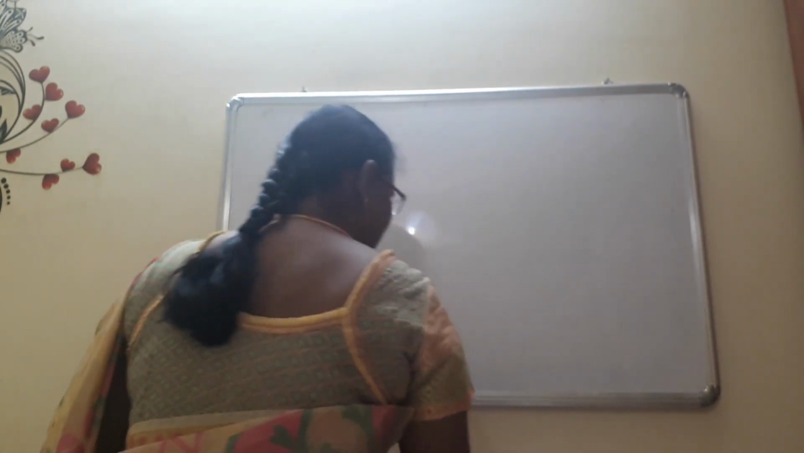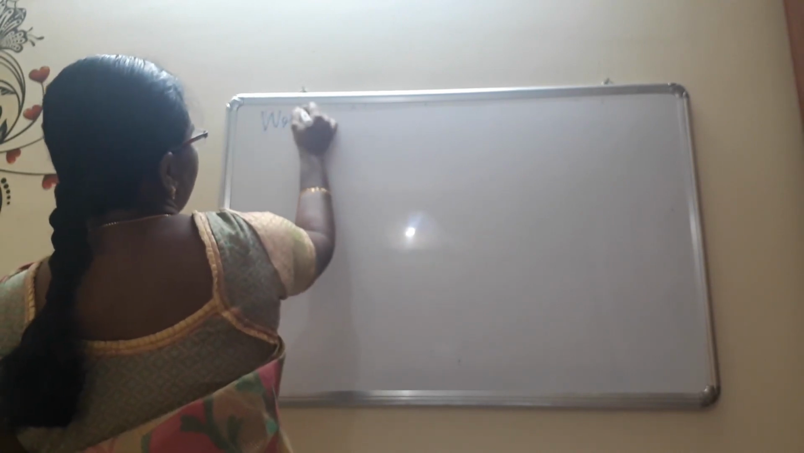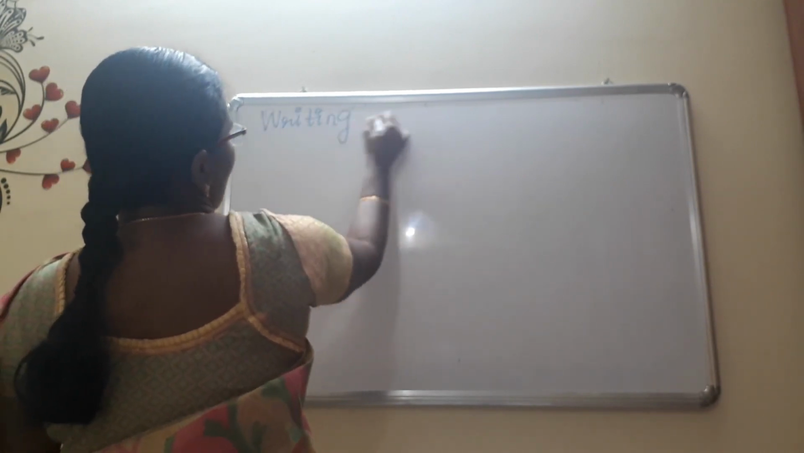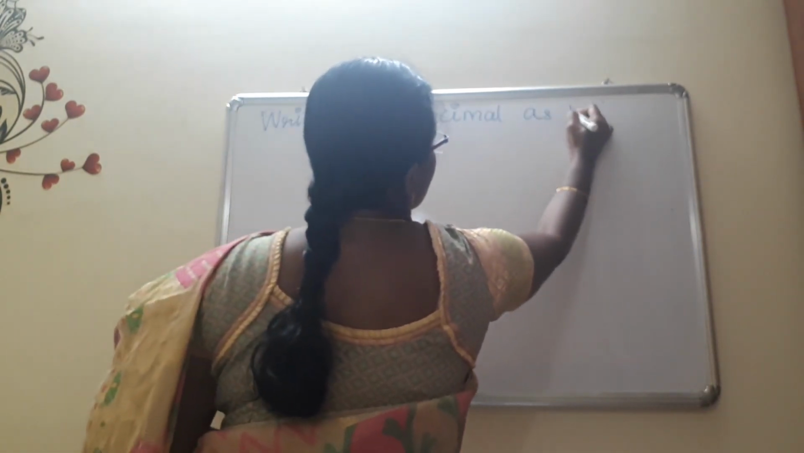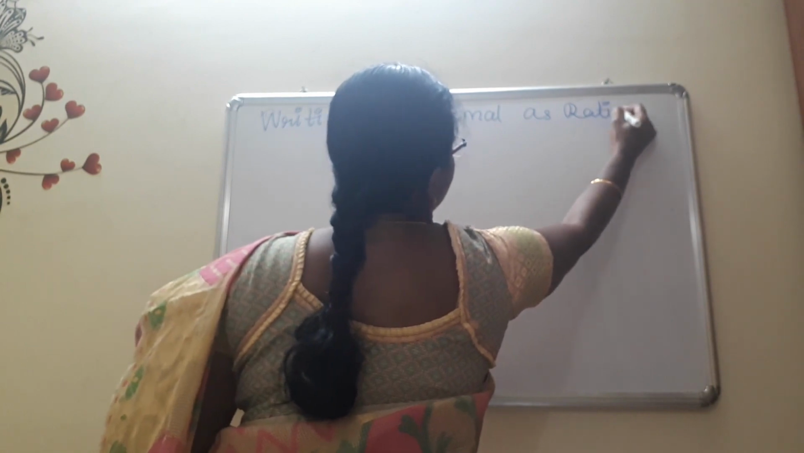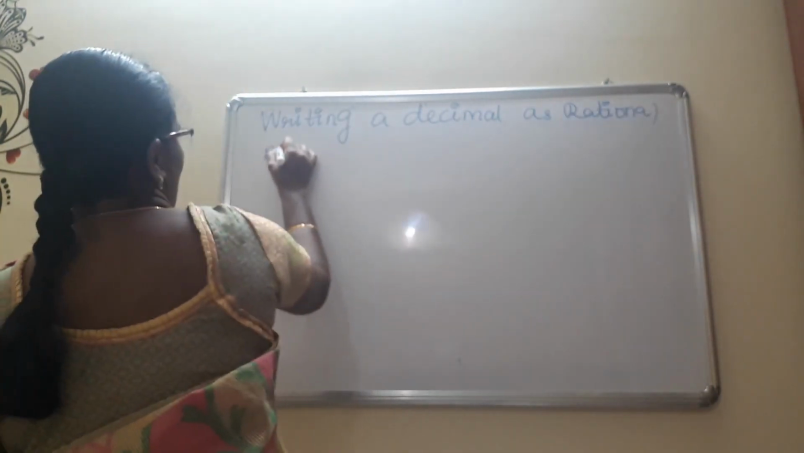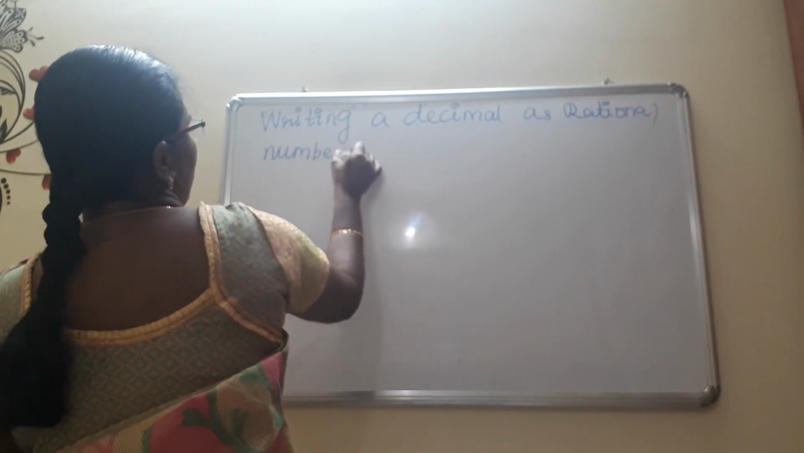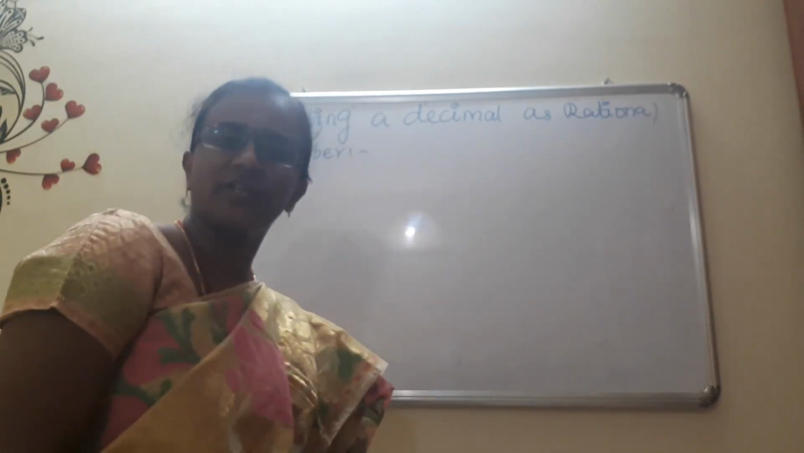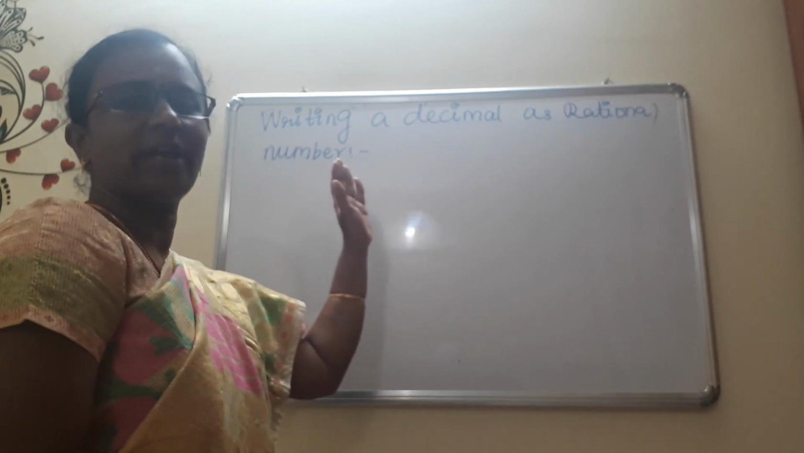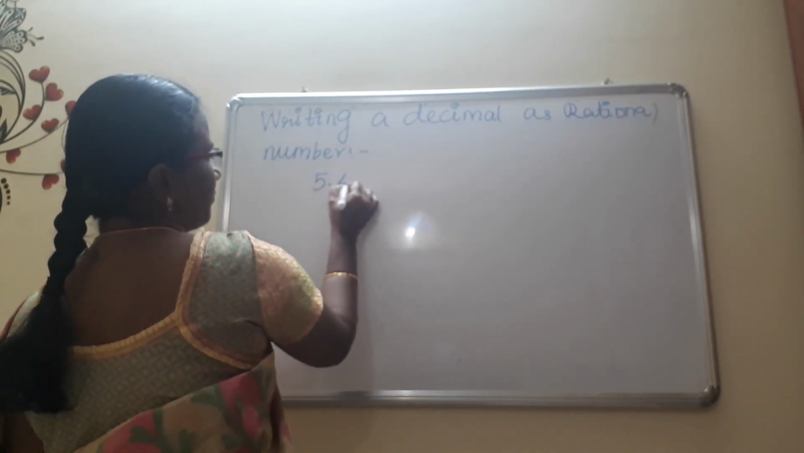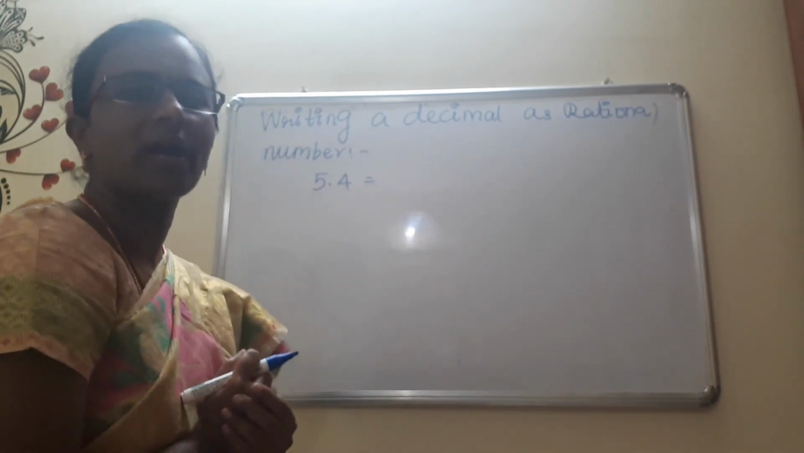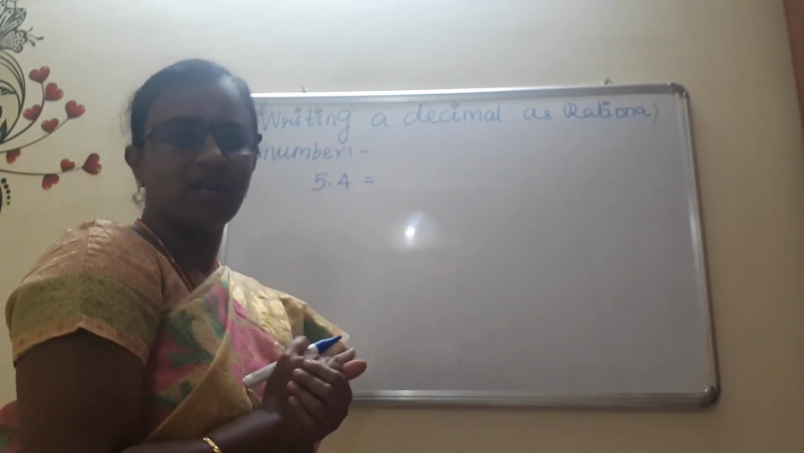The next one is writing a decimal as a rational number. How do we write a decimal number as a rational number? For example, I'll put 5.4. How can you convert it into a rational number?